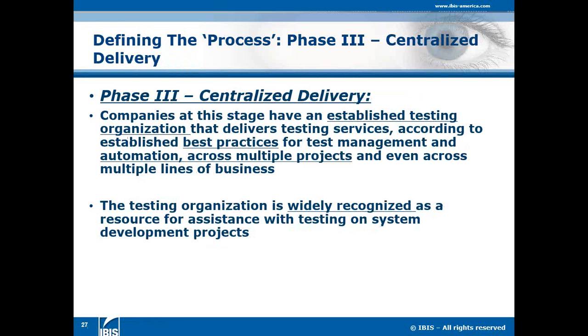In phase 3, the centralized delivery, we have an established testing organization. Best practices, for the most part, are implemented, and automation across multiple projects and even across multiple lines of business is in place. The testing organization is widely recognized as a resource for assistance with testing on system development projects.